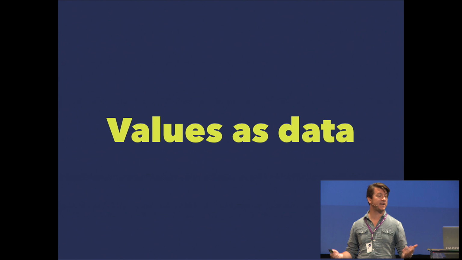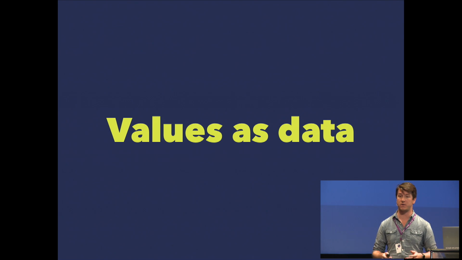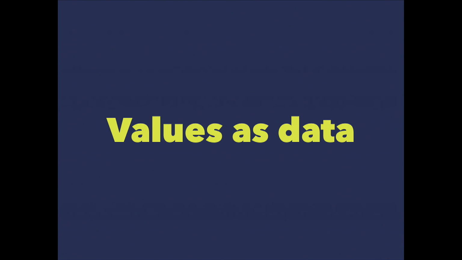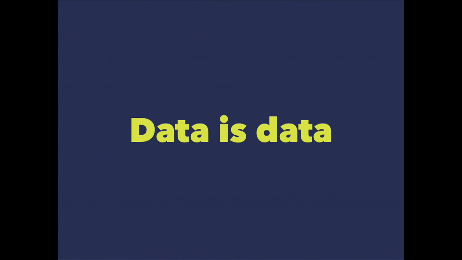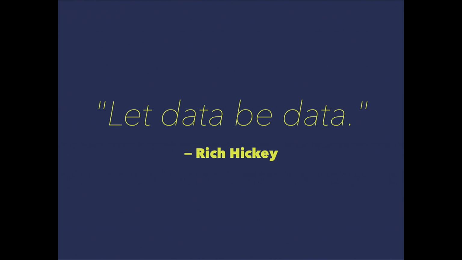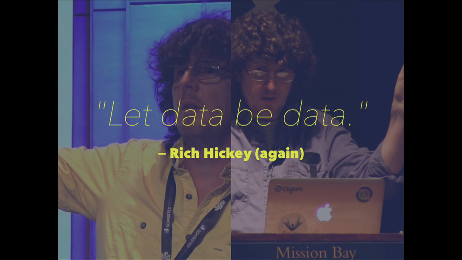One enormous benefit that we get here is not only can we reason about our code, but we can reason about the data inside of our code. Objects are not data. Values are data. Objects have unexpected behaviors, shared state, and mutability. Data is just data. Data is inert. And values are inert. Values are data. Another quote from Rich Hickey again: let data be data. The great Rich Hickey.